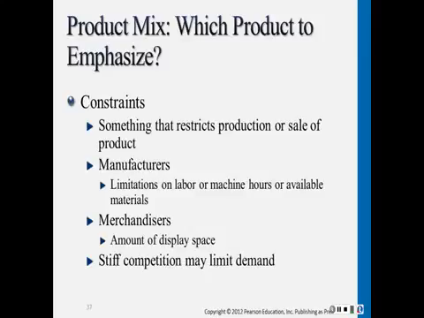Companies do not have unlimited resources. Constraints that restrict production or sale of a product vary from company to company. For a manufacturer like Smart Touch, the production constraint may be labor hours, machine hours, or available materials. For a merchandiser like Walmart, the primary constraint is cubic feet of display space. Other companies are constrained by sales demand. Competition may be stiff, and so the company may be able to sell only a limited number of units. In such cases, the company produces only as much as it can sell.